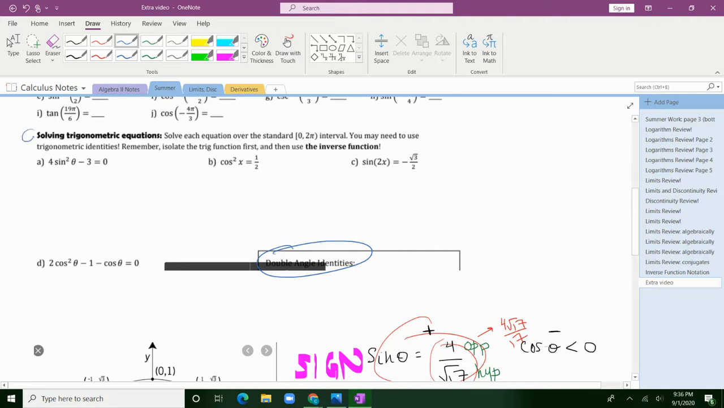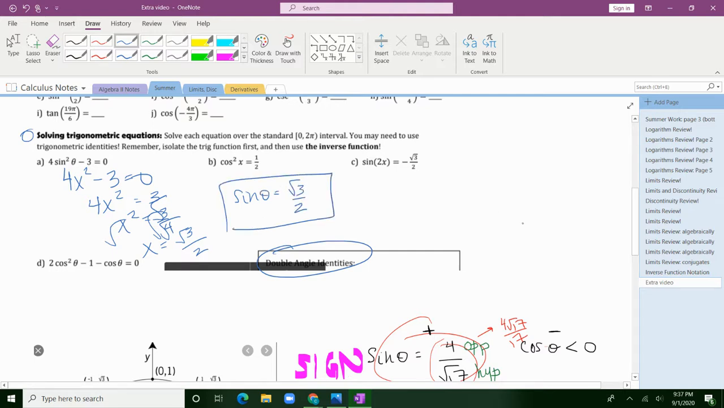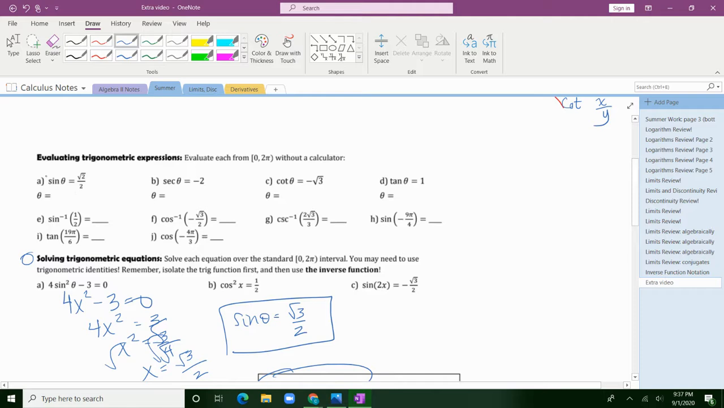In terms of solving the trig equations, really just pretend that the trig function is an x, like 4x squared minus 3 equals 0, 4x squared equals 3, x squared equals 3/4, x equals the square root of 3 over 2, because the square root of 4 is 2. And then really what you should have done is kept sine in it the whole time. So I have sine of theta is root 3 over 2. So in order to solve that, that's kind of the same as these questions right here.